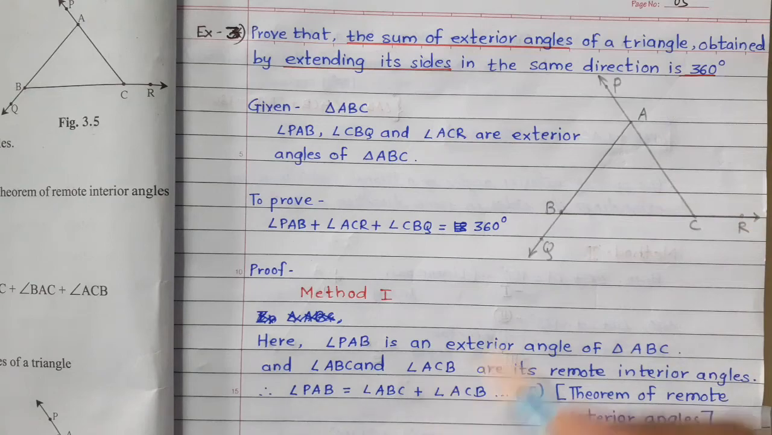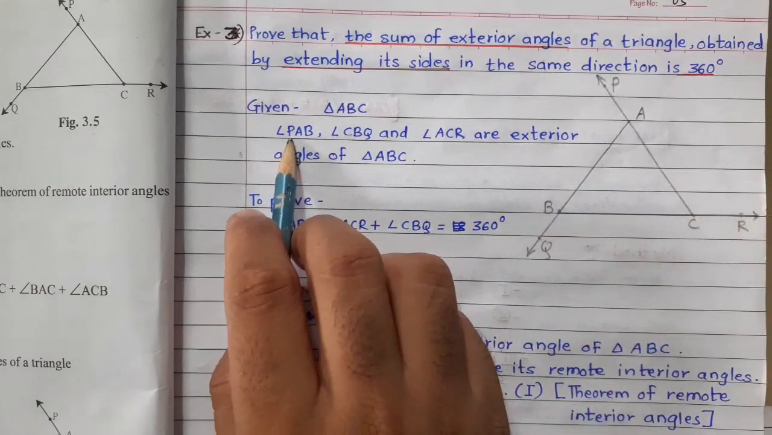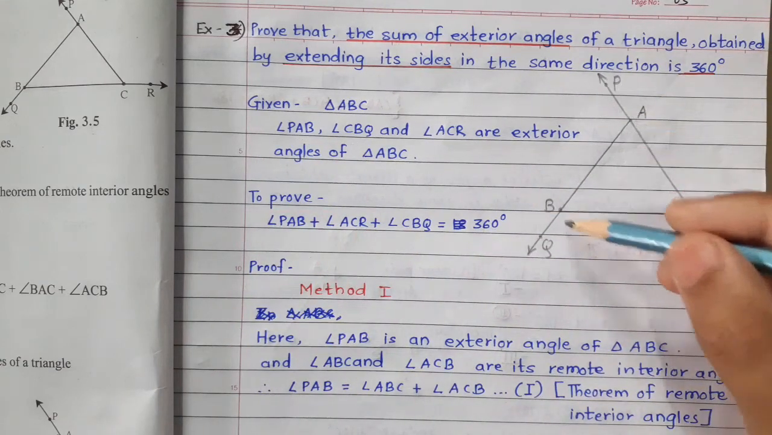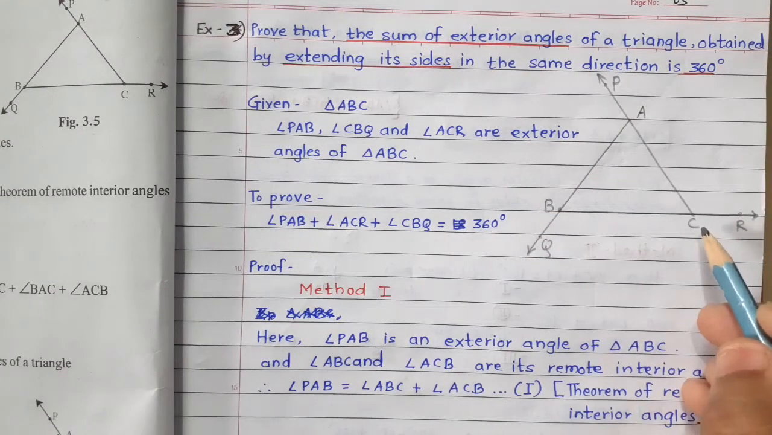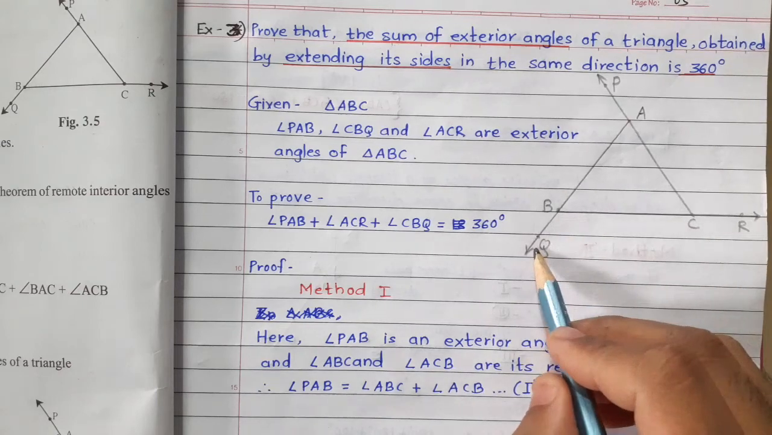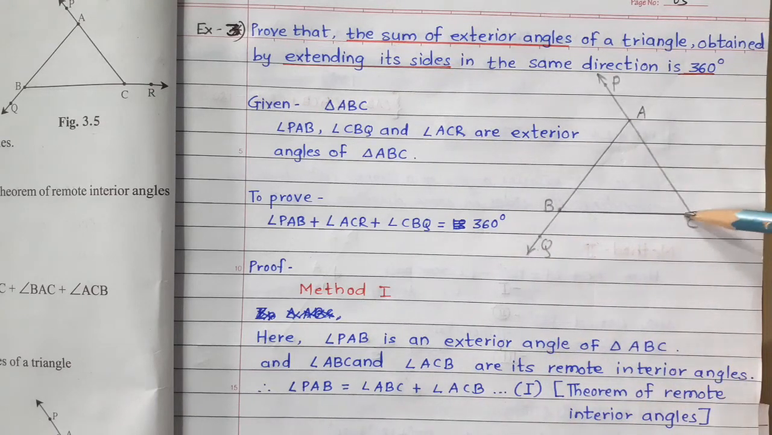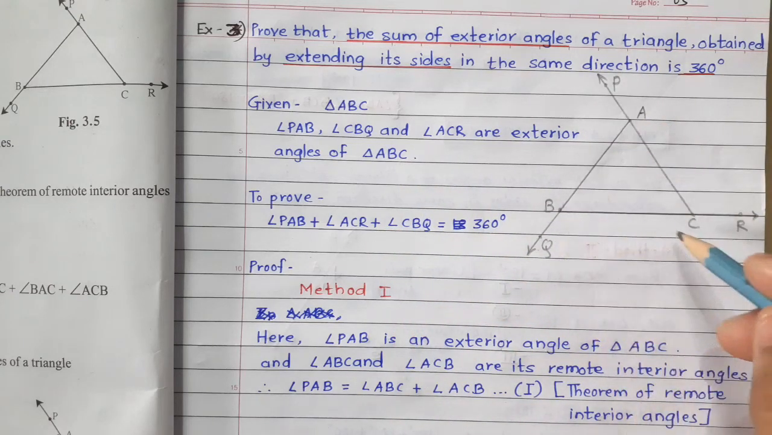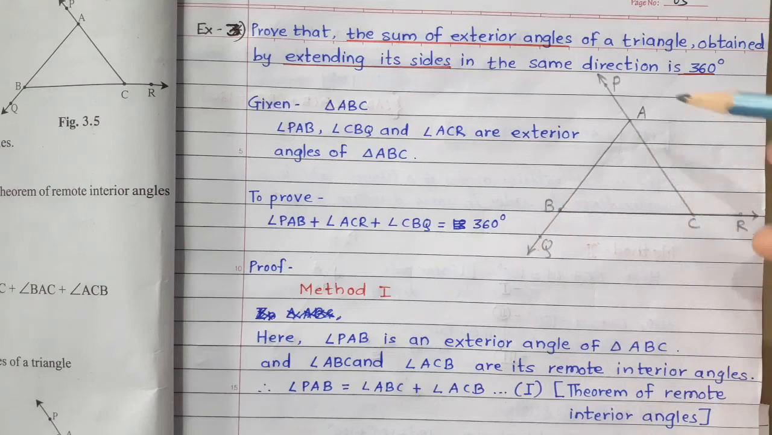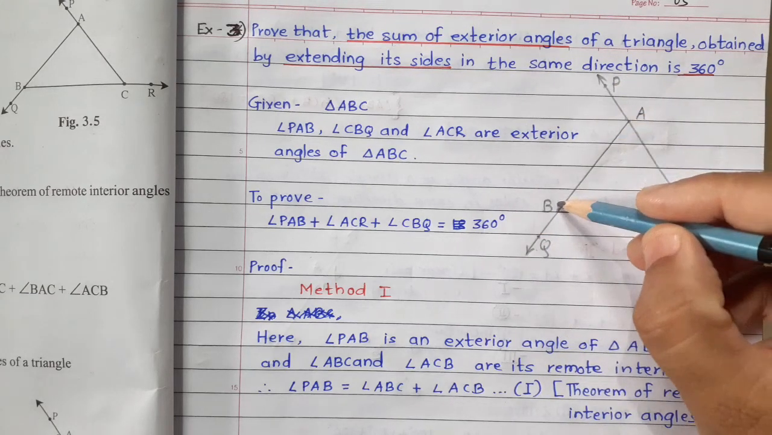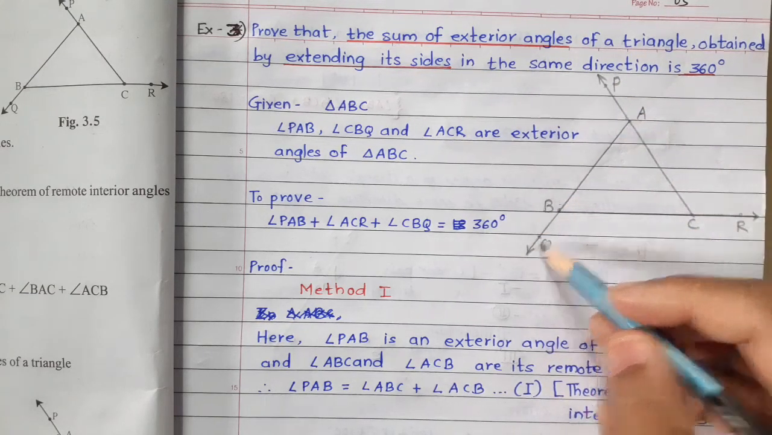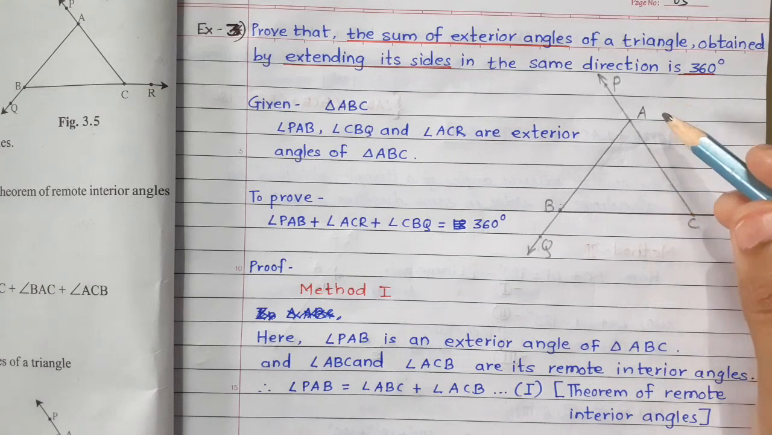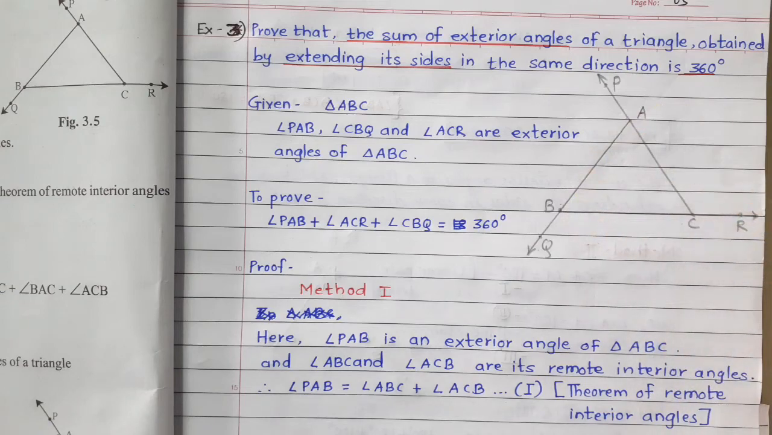So here angle PAB, angle CBQ and angle ACR. These three angles are exterior angles of triangle ABC.